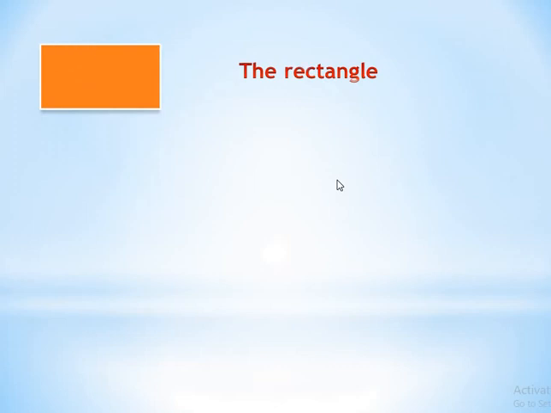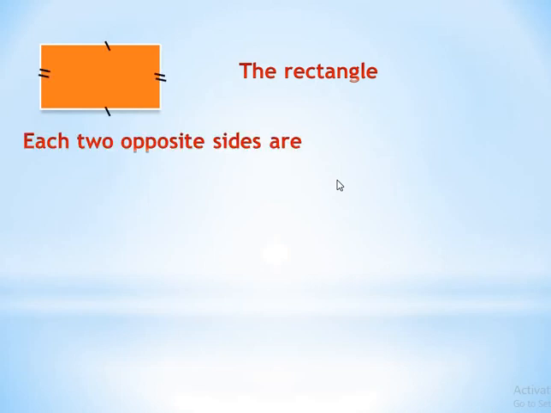Number two is the rectangle. The rectangle is one of the sons of the parallelogram. So we said before, every property in the parallelogram exists in the other quadrilaterals. So the first one, each two opposite sides are equal and parallel.